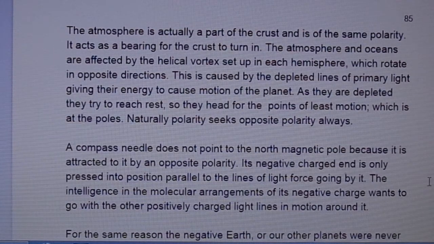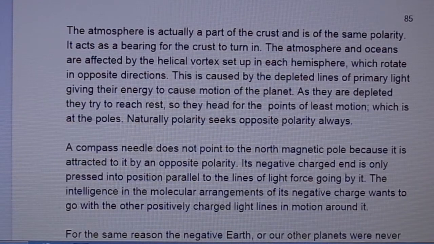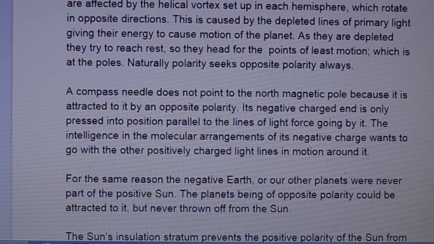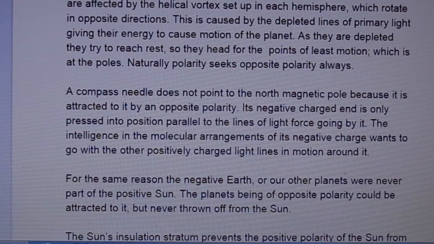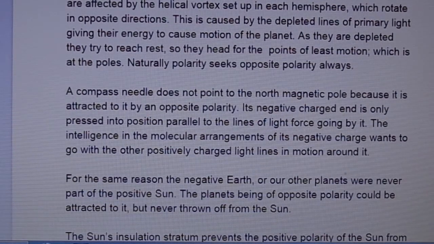As they are depleted, they try to reach rest, so they head for the points of least motion, which is at the poles. Naturally, polarity seeks opposite polarity always. A compass needle does not point to the north magnetic pole because it is attracted to it by an opposite polarity. Its negative charged end is only pressed into position parallel to the lines of light force going by it. The intelligence of the molecular arrangements of its negative charge wants to go with the other positively charged light lines in motion around it.